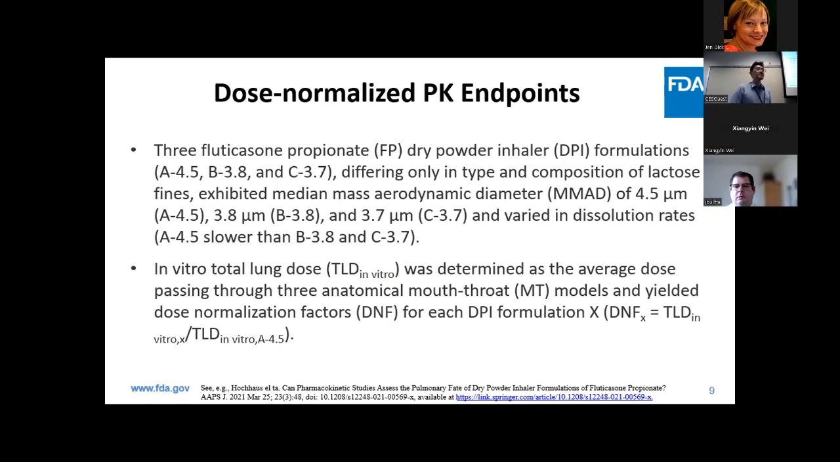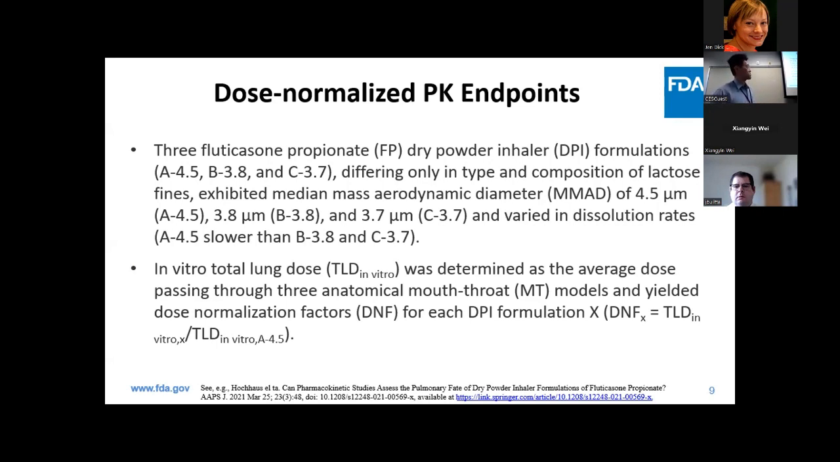And this is another example that FDA did, and FDA did a lot of research. This example is really looking at where we create a lot of in vitro experiments looking at the differences between the dry powder formulations, of different types, including the MMAD, the different sizes such as 4.5, and also varying the dissolution rate. So some have a higher dissolution rate, the other one is lower.